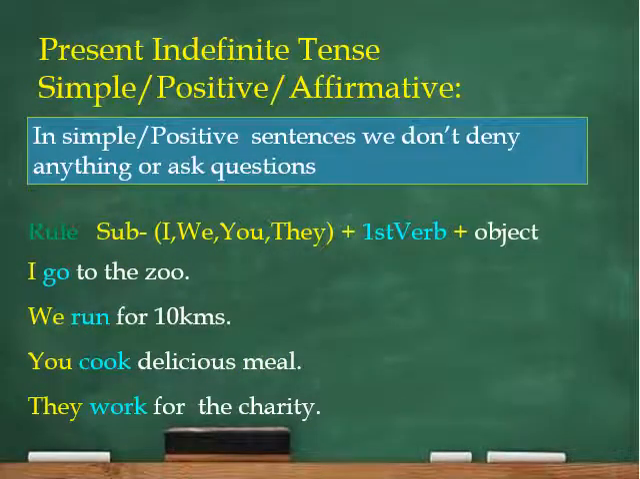In simple positive sentences, we don't deny anything or ask questions. The rule for a simple positive sentence is subject plus first form of verb plus object. Let's have a look at some examples for the given rule. I go to the zoo. We run for 10 kilometers. You cook delicious meals. They work for the charity.